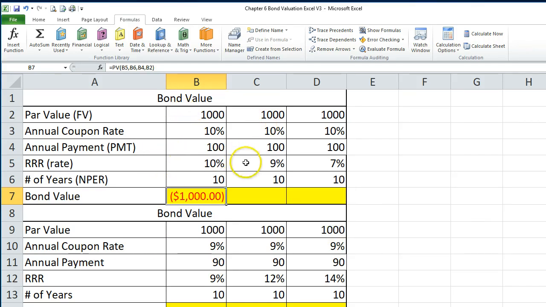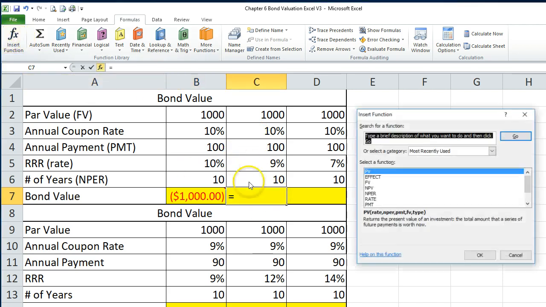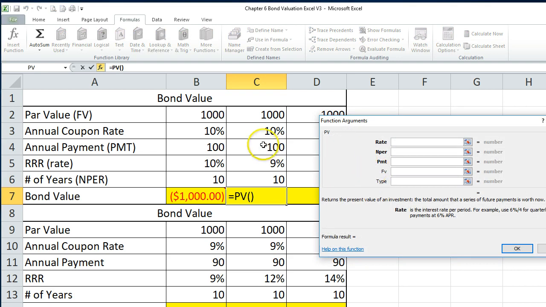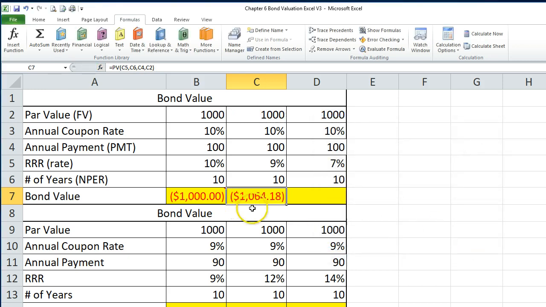But let's look at what happens if the required rate of return is lowered, if we have a 9% required rate of return. So again, we'll use that present value function and we'll put in our rate, which is the required rate of return, our Nper, which is the number of years, our payment, and then our future value. And we see that the bond value increases. And if we go down to 7%, our bond value increases even more.